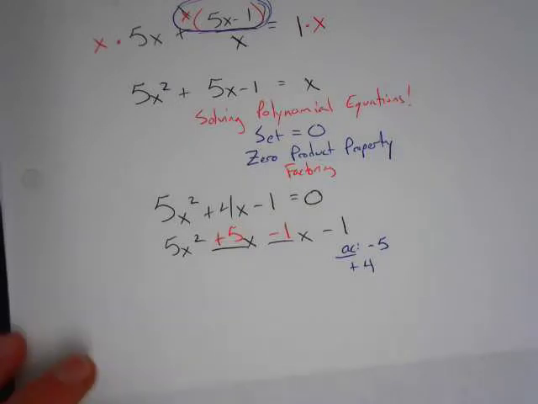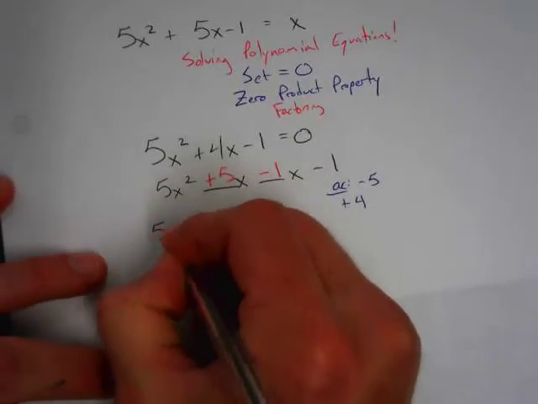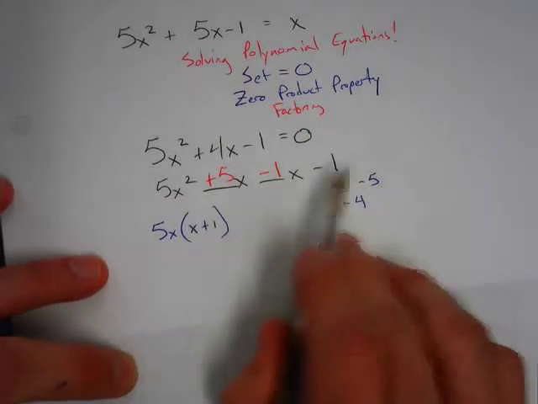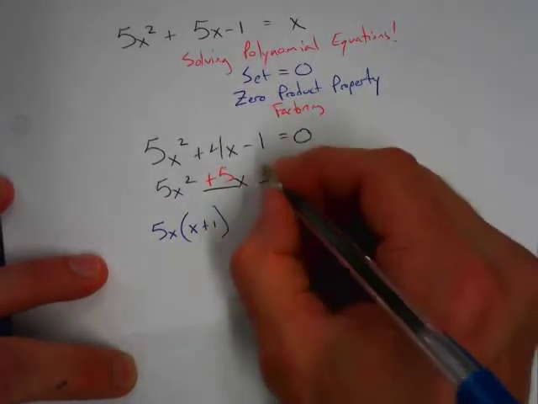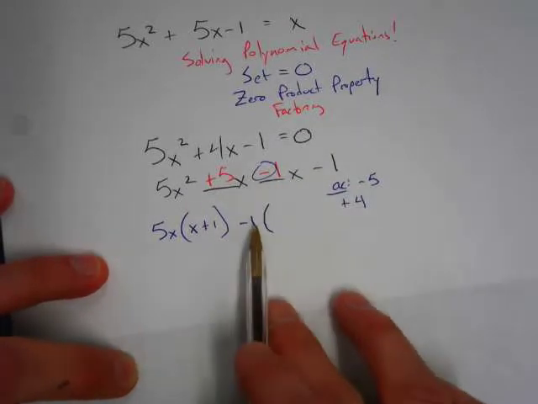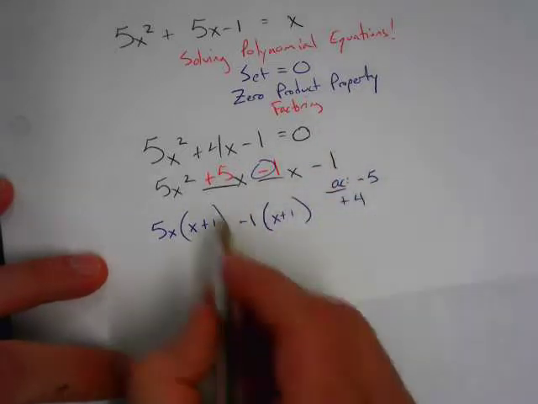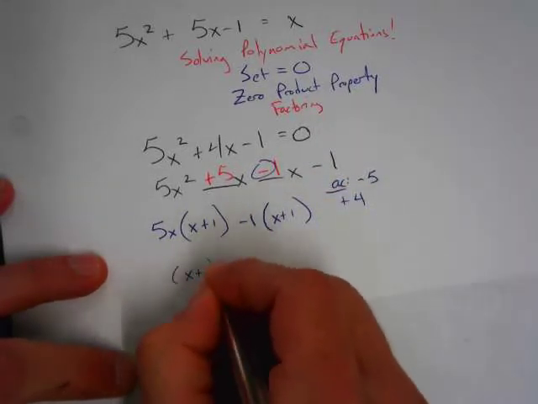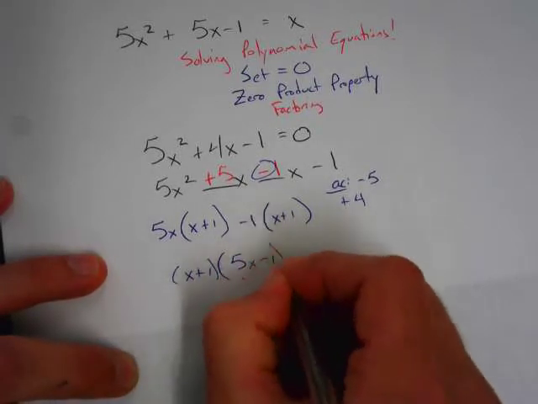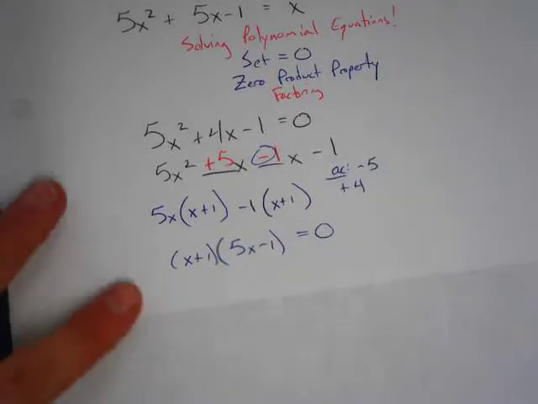And so once we do that, we can factor by grouping. In our first two terms, the GCF is 5x, and we'll be left with x plus 1. In the second two, the GCF is 1, but remember, if that sign is negative, we have to factor out a negative 1. Then we'll be left with x plus 1. Now we have a common binomial of x plus 1, and once we take that out, we'll have 5x minus 1 left. So we have factored our polynomial.